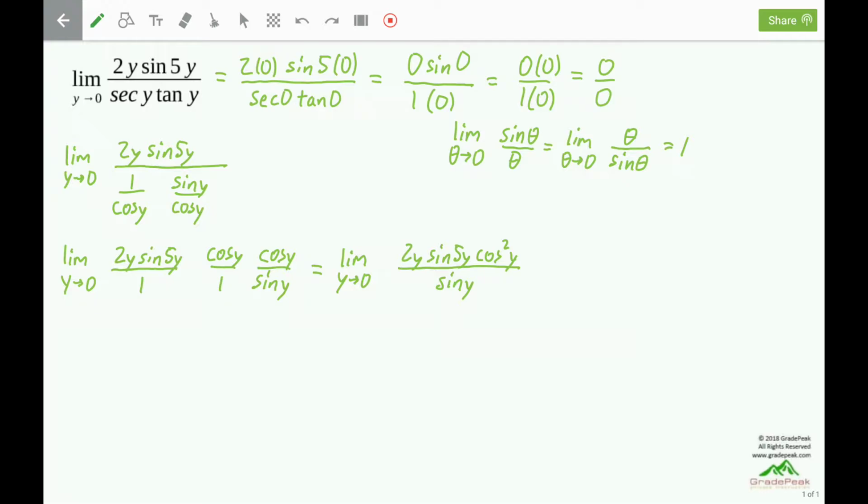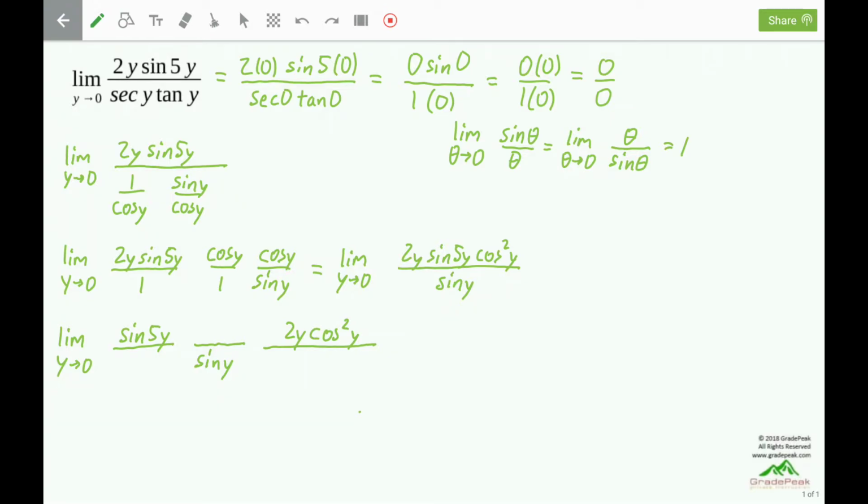To make use of the identities, we have to isolate all of the sine functions, and that's going to be our next step. So we have limit as y goes to 0 of. We have a sine 5y in the numerator. We will isolate that into its own fraction in the numerator. We have a sine of y in the denominator. We will isolate that into its own fraction in the denominator. And then any remaining terms we will write in their own fractions. So that'll be a 2y and a cosine squared of y, all in their own fraction. They're in the numerator.